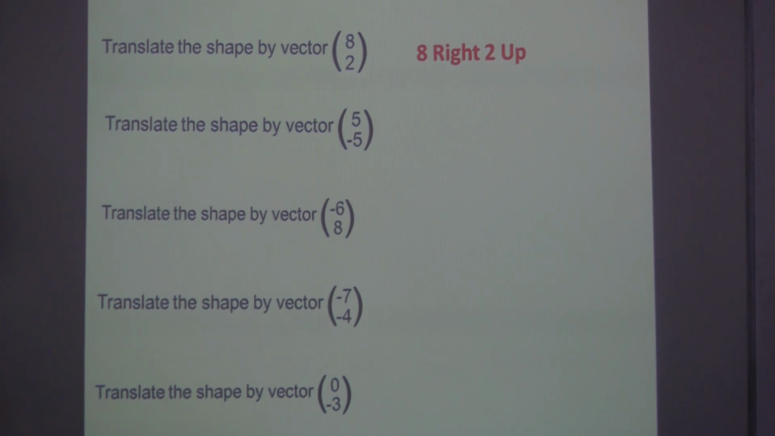What I want you to do with the rest of the vectors is actually tell me, like I've done here, which direction you'll be moving. So you've got 5, -5, so tell me which direction you're moving. You've got -6, 8, -7, -4, and 0, -3. So like I've done here, so I've said that 8, 2 in words mean 8 right and 2 up. I want you to do the same for the rest of the vectors.